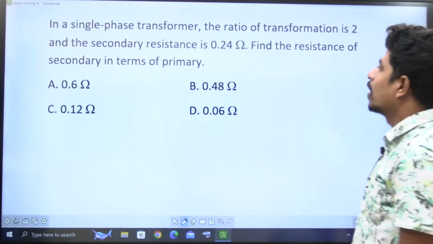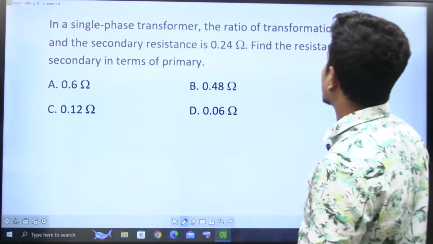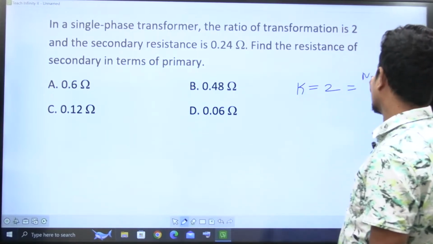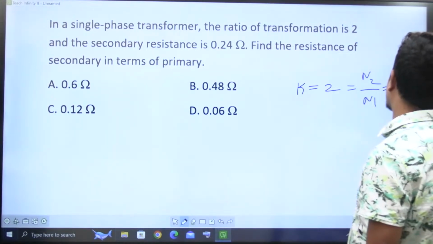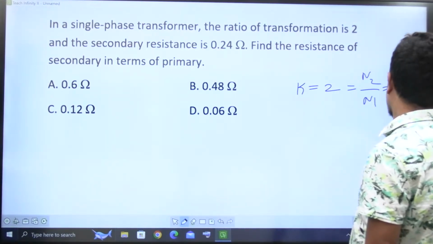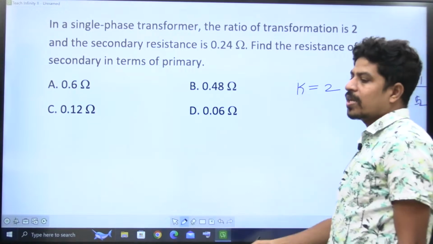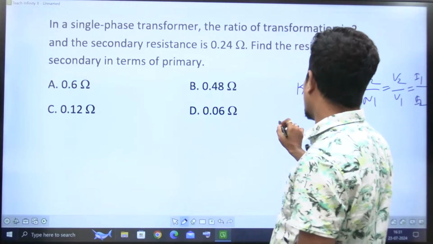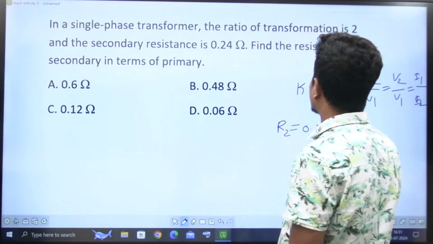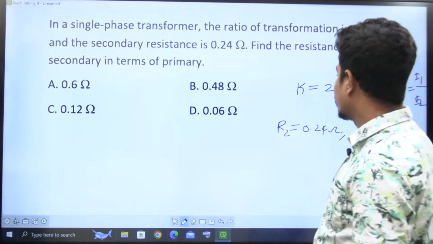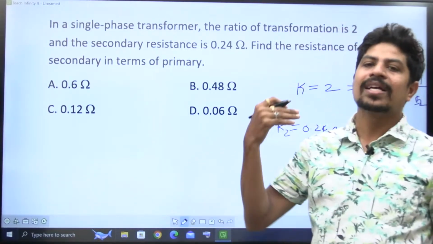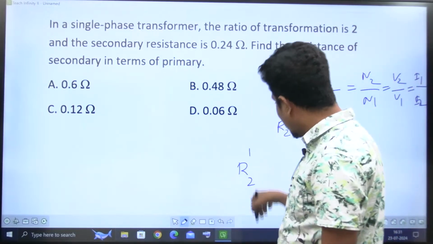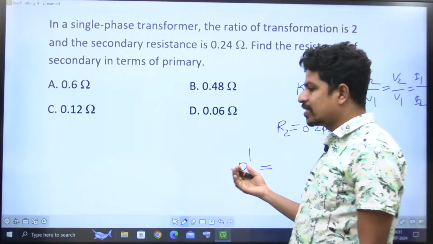Next question. For a single phase transformer, the transformation ratio K is given as 2. What is the transformation ratio? N2 by N1 is equal to V2 by V1 is equal to I1 by I2. Turns ratio means N1 by N2. The secondary resistance R2 is equal to 0.24 ohms. Find the resistance of the secondary in terms of the primary. If you refer the entire secondary resistance to the primary, what is that value? It is called R2 dash, which is just our technical representation.